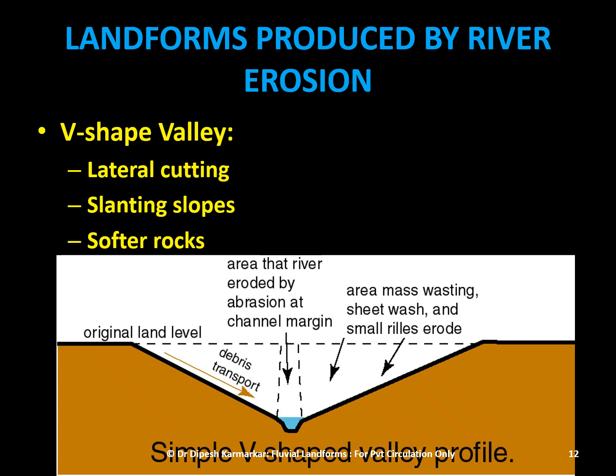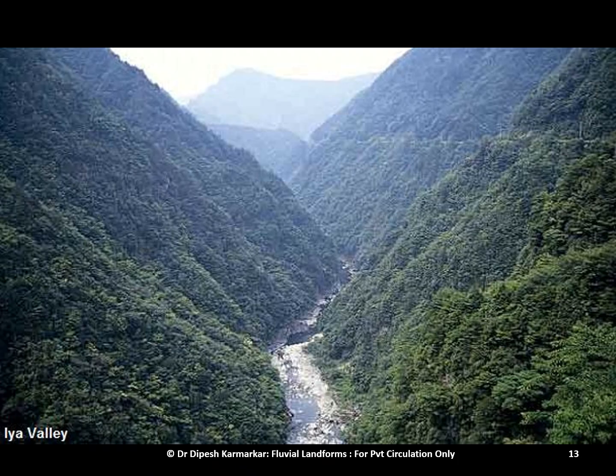Next is the V-shaped valley. When lateral erosion works along with vertical erosion in softer rocks, the valley develops slanting sides, giving it a V-shaped cross-section. This image shows a typical V-shaped valley with its characteristic slanting sides.